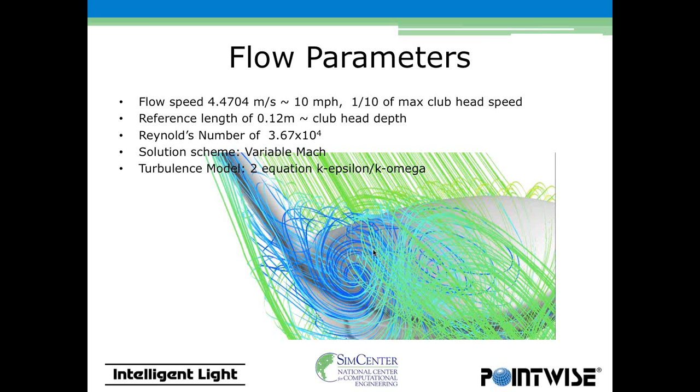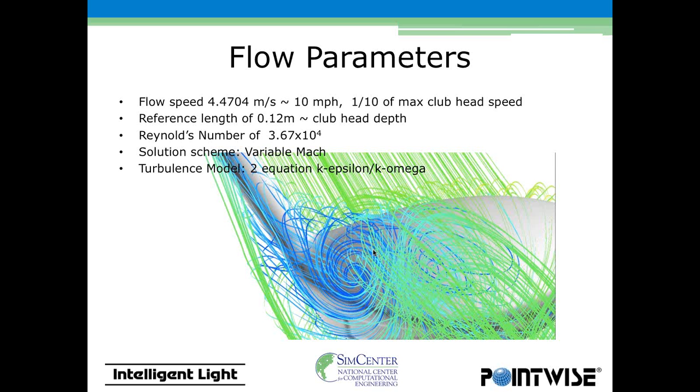The flow parameters that I chose for the case were a VREF, V infinity, of about 4.5 meters per second. That equates to 10 miles an hour, which is roughly 1/10 of a maximum club head speed for a professional golf swing. A professional golfer will have a club head speed of about 100 miles an hour at the bottom of their downswing. I just chose a reference length of the club head depth, and that comes out to be a Reynolds number on the order of 36,000.